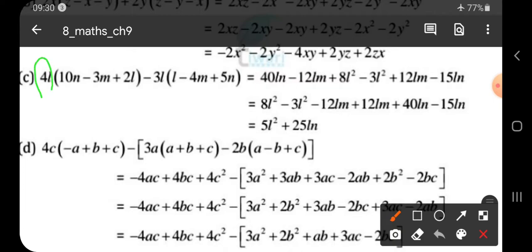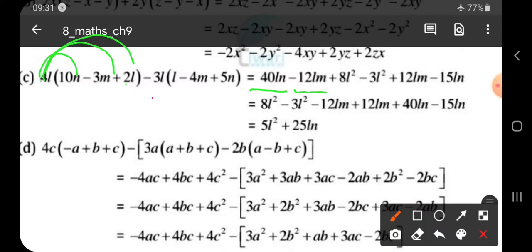Multiply this monomial with each term of the trinomial. 4L into 10n: 4 tens are 40Ln. Then 4L into 3m: 4 3s are 12Lm. Then 4L into 2L: 4 2s are 8L square.